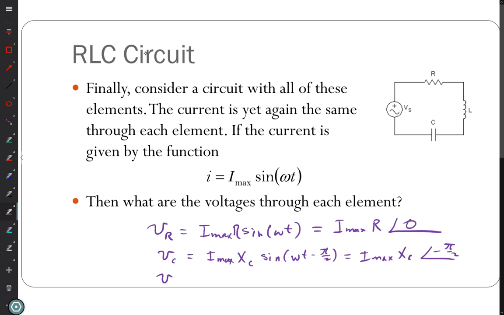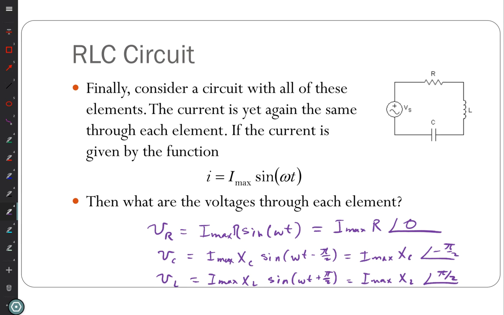And finally, the voltage across the inductor, I max X sub L sine of omega t plus pi over 2, equals I max X sub L angle pi over 2. So that's how we write the phasors for each of those. The middle one is what it means. The one on the right is how we write it.